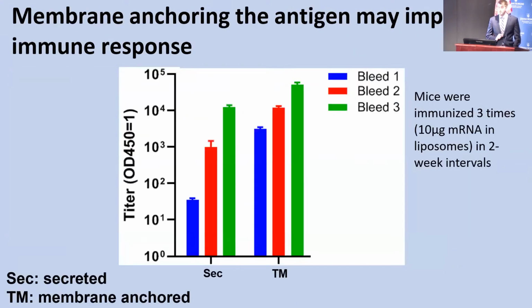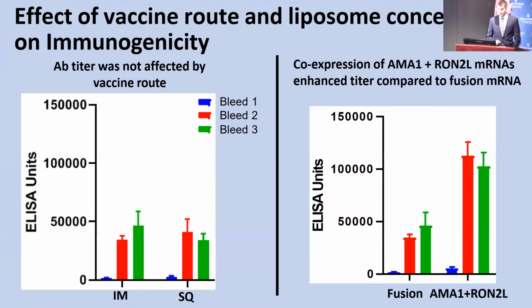And when we immunized mice with these vaccines, we found that membrane anchoring the antigen may improve the immune response. When you look at bleeds 1, 2, and 3, which were done at 2-week intervals following each immunization, you see a significant increase in the transmembrane groups as compared to the secretory groups for all 3 bleeds. Interestingly, we did not see any difference between IM and sub-Q immunizations.